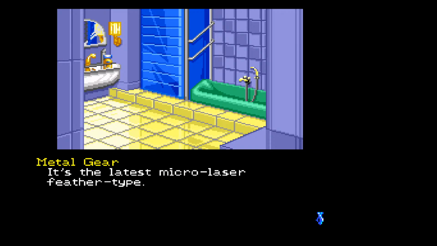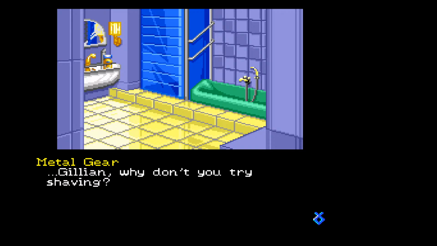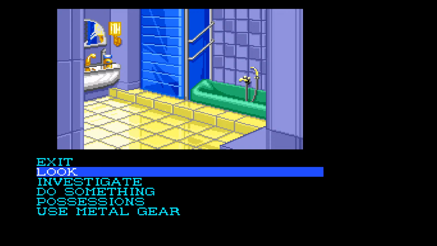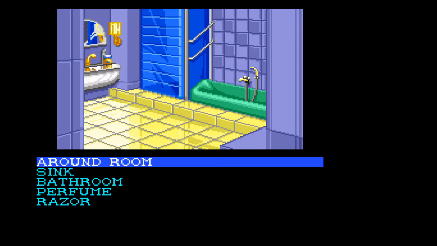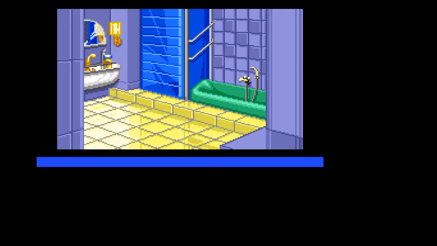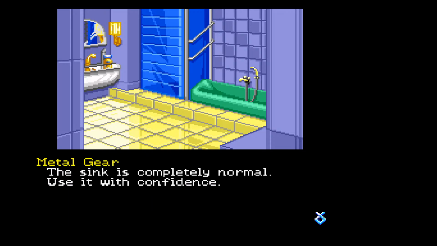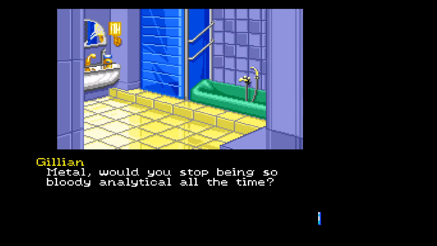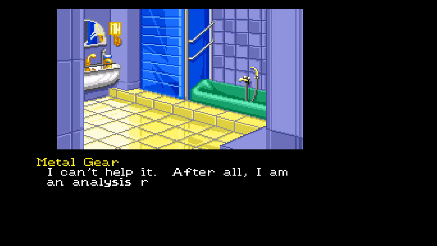It's the latest microlaser feather type. Gillian, why don't you try shaving? That sounds scary. Yes, that would make sense. It is a bathroom, after all. Metal, would you stop being so bloody analytical all the time? I can't help it. After all, I am an analysis robot.